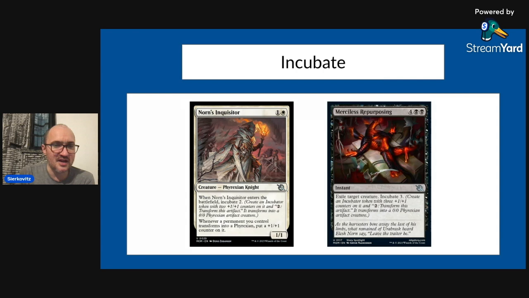Chronic says that Norn makes a 3/3 actually, if still in play. Why a 3/3? Sorry, because I didn't understand. Oh, whenever a permanent you control. Oh yeah, yeah. Sorry. Norn doesn't grow. It's the Phyrexian that grows. So Norn will stay 1/1. It's the incubated Phyrexian that becomes a 3/3. So it's still 4/4 power over two bodies, but differently arranged.